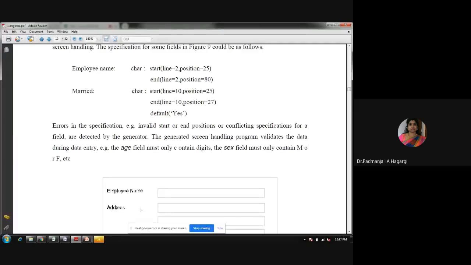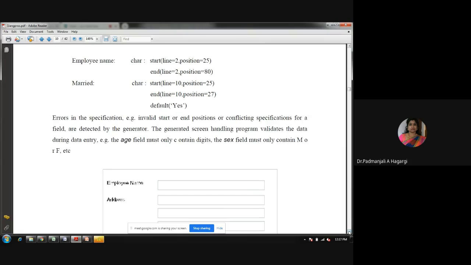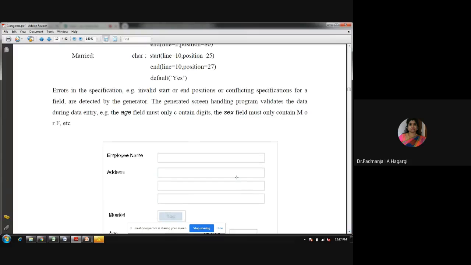And for the address also, the same: assume that I have given some specification for the address. The address can again be of multiple lines, because the address cannot fit in one line: which city, what is the line, or what is the road. So it takes multiple lines.